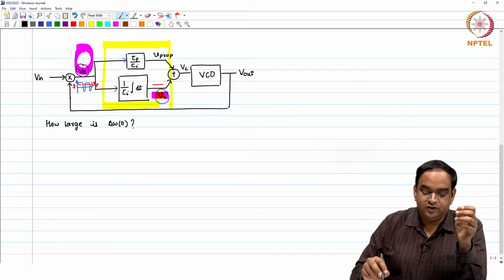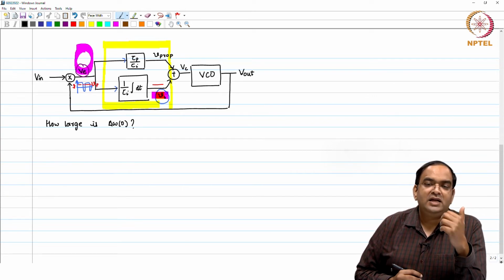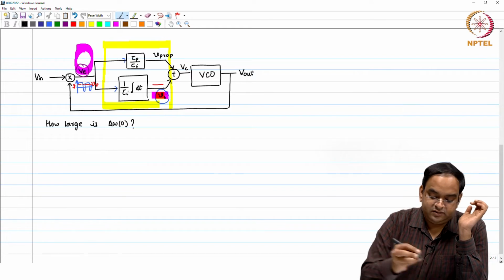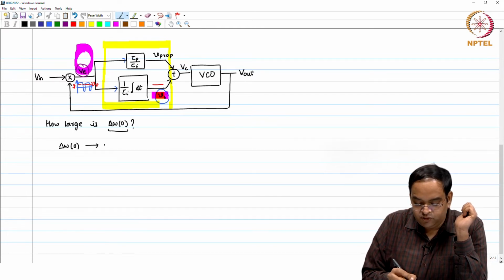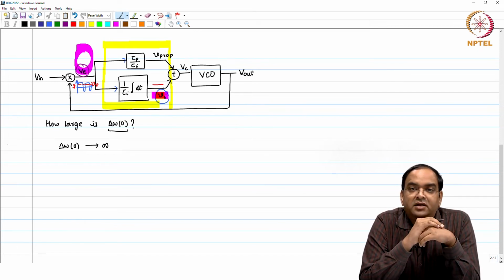At the end, if this loop is in closed loop, it is going to acquire any frequency which you need. So, there is no limit on delta omega 0, actually your pull in range tends to infinity. There is no limit.